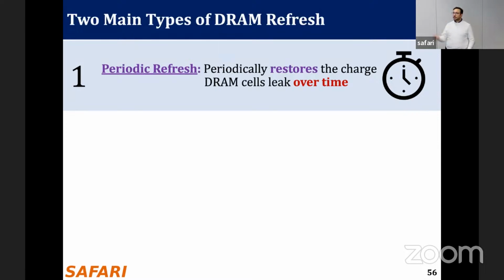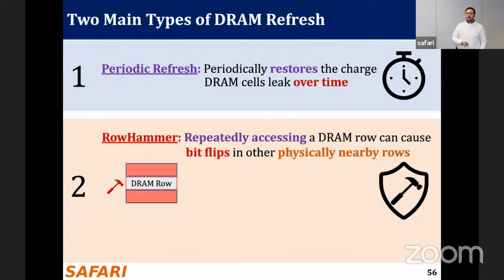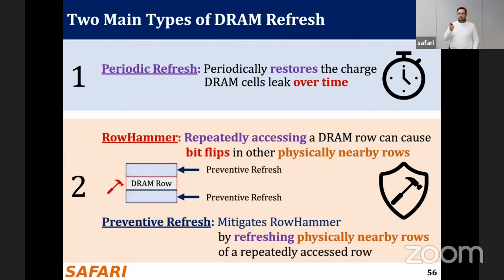Okay, so here's a little bit of background again. So we have 2 main types of DRAM refresh in today's systems. The first one is periodic refresh. This is to address the volatility of the DRAM chip. So you periodically refresh the rows so that you don't lose data. And the second one is a preventive action against RowHammer attacks. So when a row is repeatedly accessed, it can induce bitflips in nearby rows. And what you do is you go refresh the nearby rows and you mitigate RowHammer.